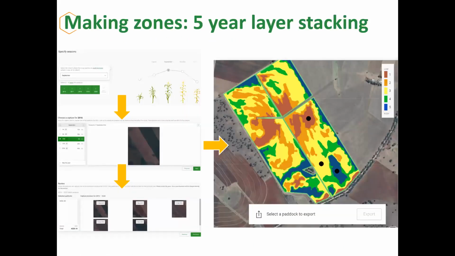Multiple year stacking is now achievable either with yield maps or with satellite data. This is an example. This client will be talking tomorrow at a webinar. We stacked 5 years of satellite data together, went and ground truthed that with some soil tests. You can see the black dots here on the right. 5 zones came out of this.